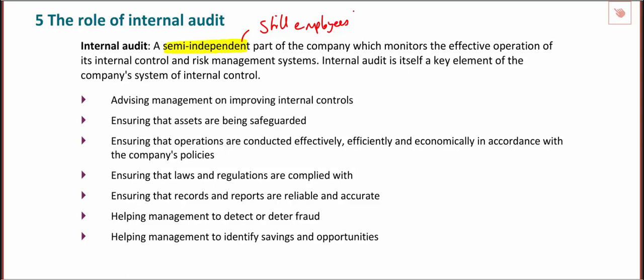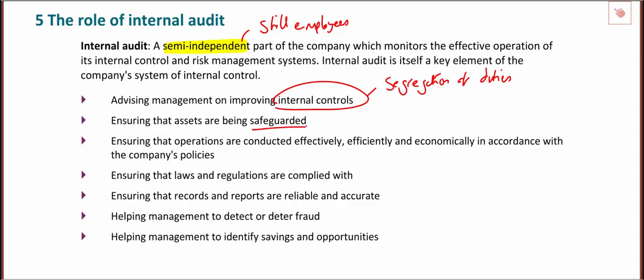So what can they do? They will certainly advise management on improving internal controls. So for example, let's keep it nice and easy. Maybe there's some poor segregation of duties in the finance department. And internal audit will come along and say, look, you can't have this person creating a new supplier and then the same person being able to enter an invoice and pay that new supplier without any sort of approval and so on. We ensure that assets are being safeguarded, so the things that the business owns, we're making sure they're being looked after.